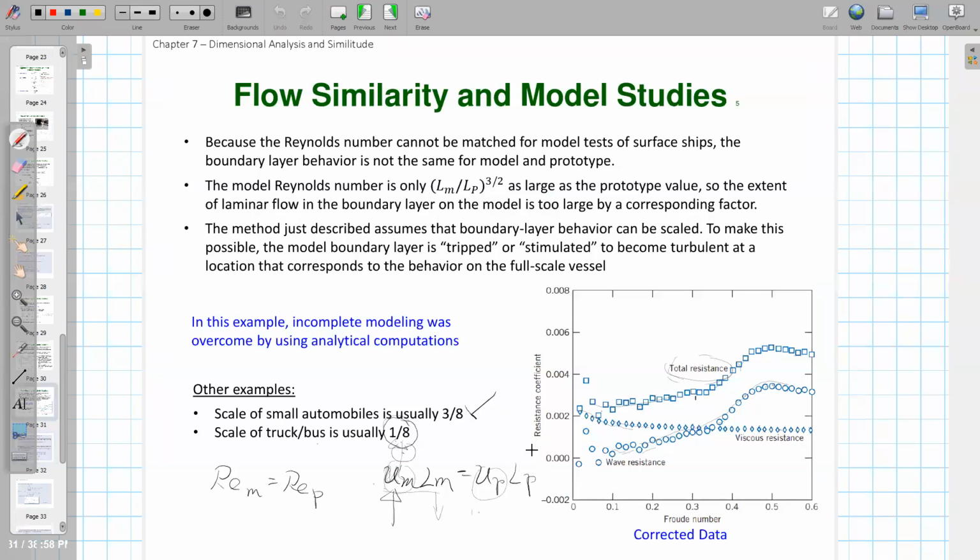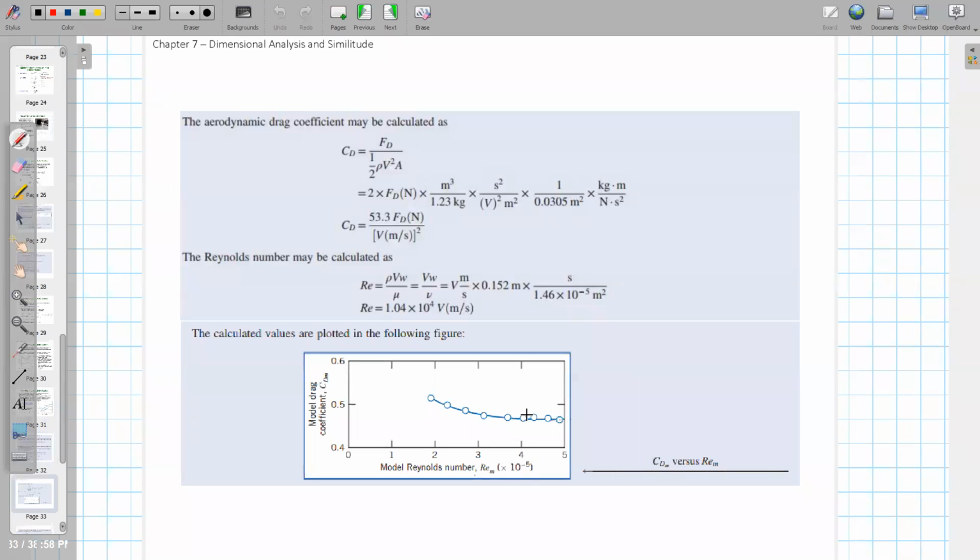For these two cases, maybe we can just assume that we reach some condition. For example, this is the point that we measured in the model case, and this point is actually the realistic Reynolds number. This is the Reynolds number in the experimental problem, and this is the Reynolds number in the realistic prototype case.